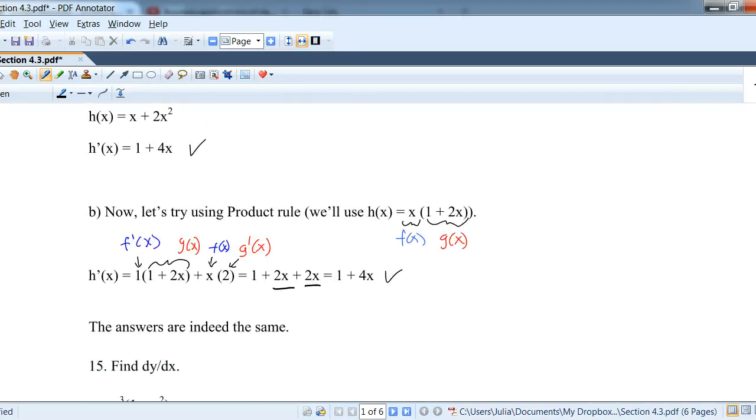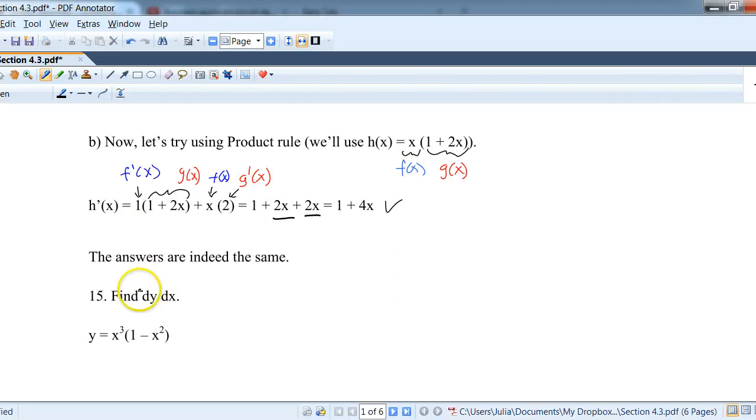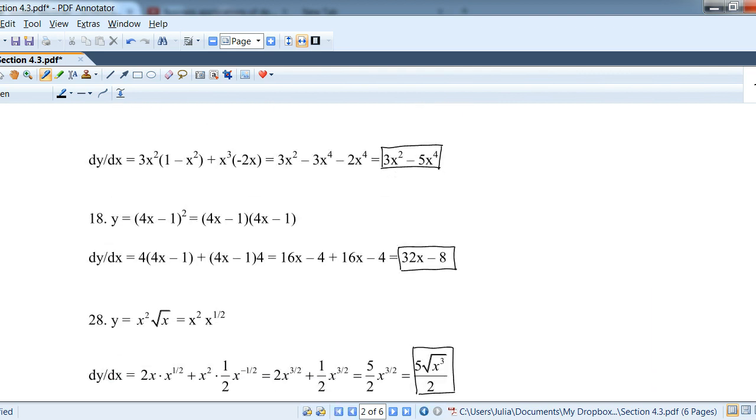So let's practice this a little bit. What if we have a similar one where we could have distributed, but let's not. Let's use the product rule. x cubed times 1 minus x squared. What do we get? Again, if we take the derivative of the first one, it's 3x squared times the original second, 1 minus x squared, plus x cubed times the derivative of 1 minus x squared, which is negative 2x.